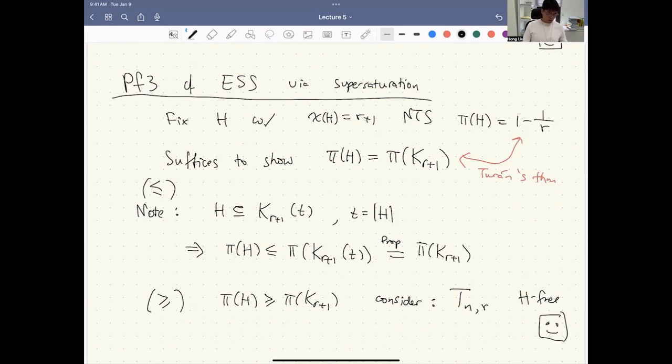A nice application, giving us yet another proof of the Erdős–Stone–Simonovits theorem. Any questions? Okay.